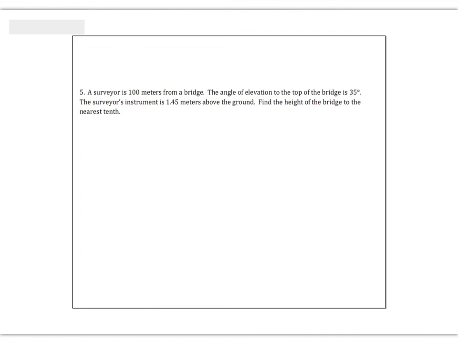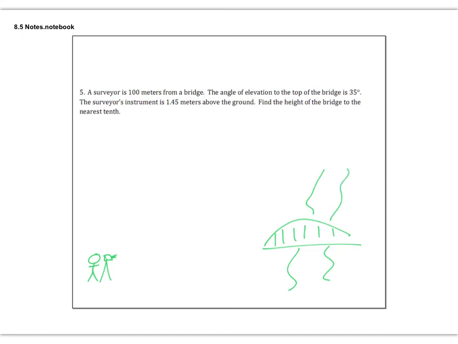Okay, so our surveyor is 100 meters from a bridge. Here's the surveyor. Here's their little tripod camera-y thing. There they are. And then here's the bridge. I'll just make it a fancy bridge. Maybe it's going over a river or something, right? So the angle of elevation to the top of the bridge is 35 degrees, but the surveyor's instrument is 1.45 meters above the ground. So this is a little tricky.